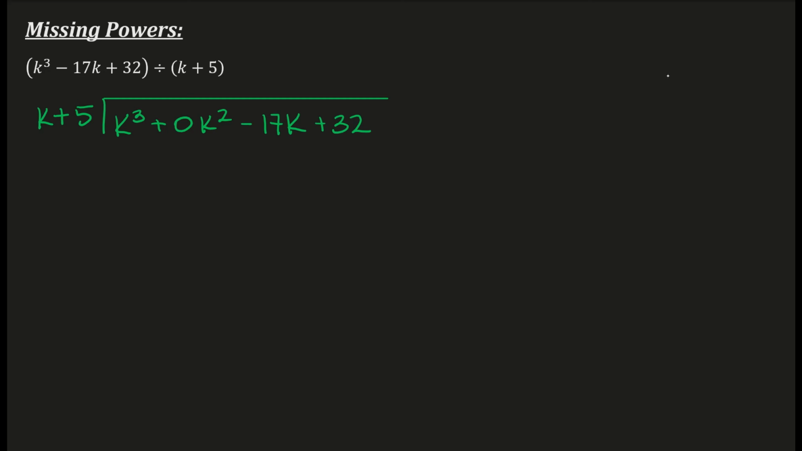And now the process starts just like it has with the previous problems. I'll say, okay, here's k. What do I multiply k by to give me k to the third? And that's going to be k squared. So k times k squared gives me k to the third. 5 times k squared is 5k squared.